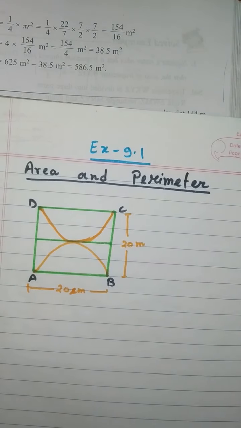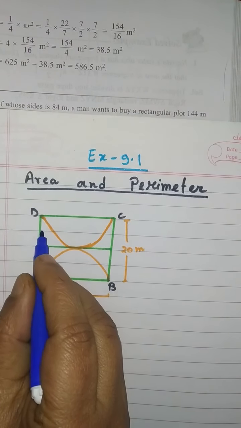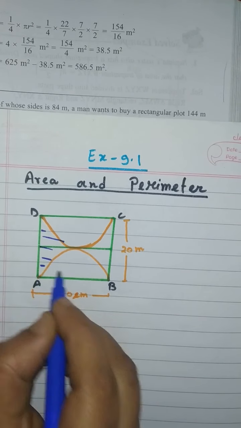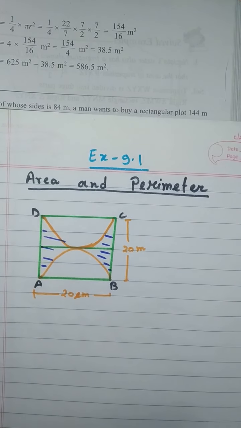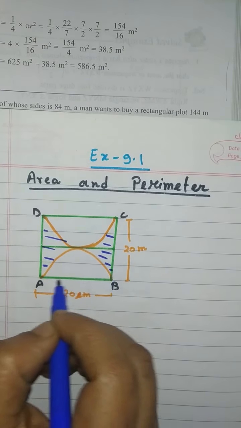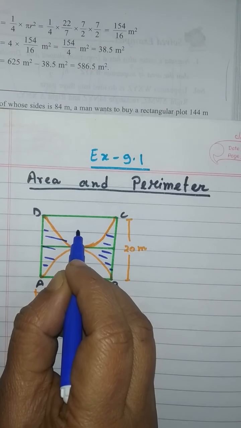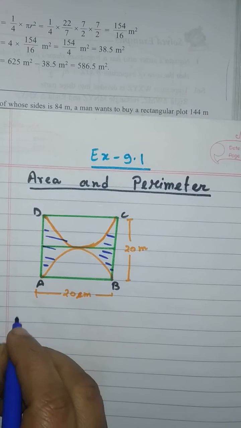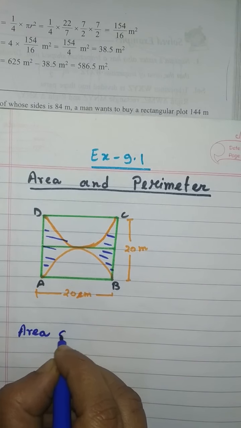If I draw this figure, it is like this. We are going to find out the area of the remaining portion. So how will you find it? First find the area of the square, then find the area of these two semicircles, then subtract this area from the area of the square. So first we are finding the area of the square.